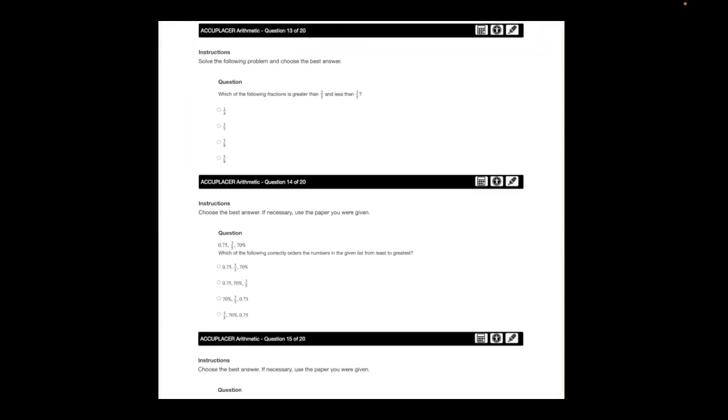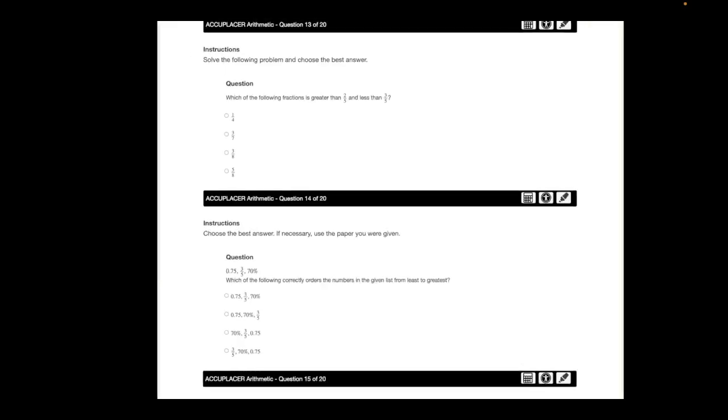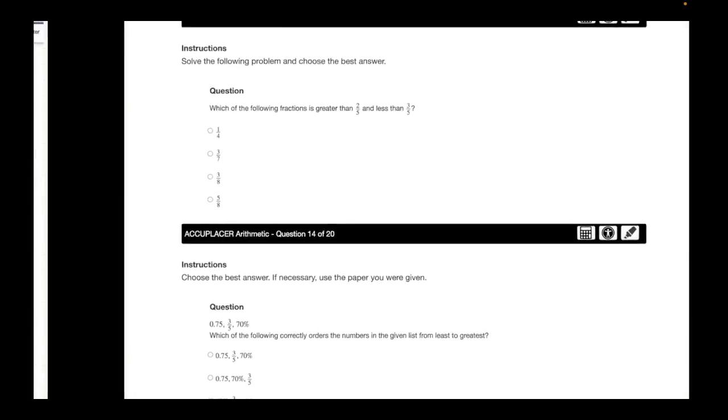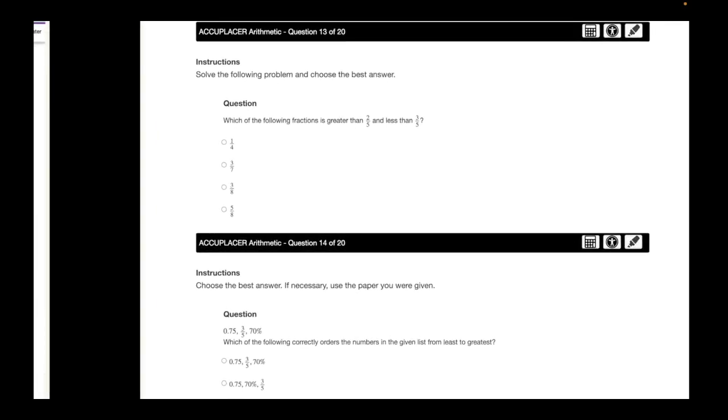Which of the following fractions is greater than 2 over 5 but less than 3 over 5? Okay, so for this one, we can just look at each of these answer choices and convert them to have the same denominator as these two up here. So let's start off with the first one. Let's zoom in a little bit so I have more space. Okay, there we go. So here we have 1 over 4.